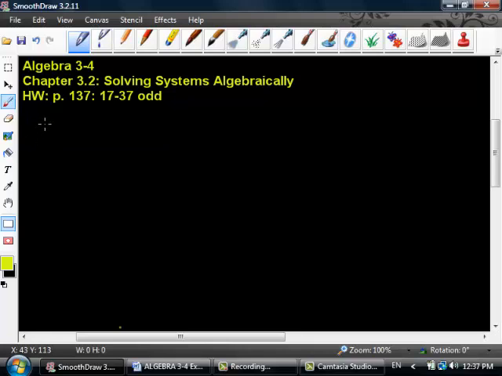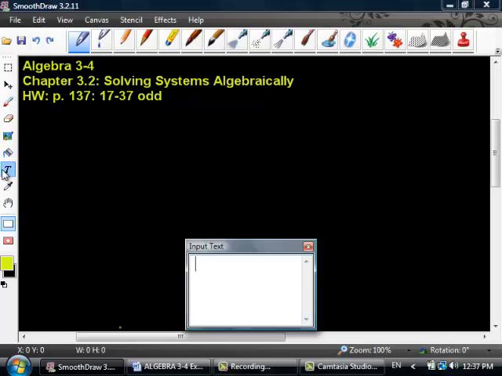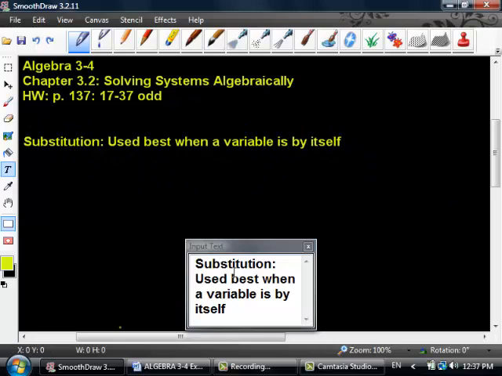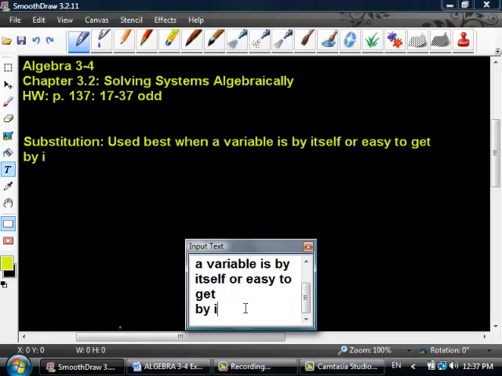There are 2 methods in solving systems algebraically. There's substitution. Actually, I'm going to type this out instead. There's substitution, which is used best when a variable is by itself or easy to get by itself.